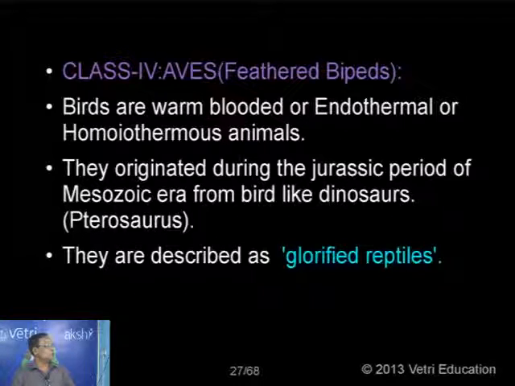Okay. So the birds are warm-blooded. I mentioned already that reptiles, birds and mammals are warm-blooded or endothermal, having the ability of maintaining their body temperature. Or also homeothermous animals, the technical word. So regarding the evolution, how, when? During the Mesozoic era, we have three periods, Triassic, Jurassic and Cretaceous.